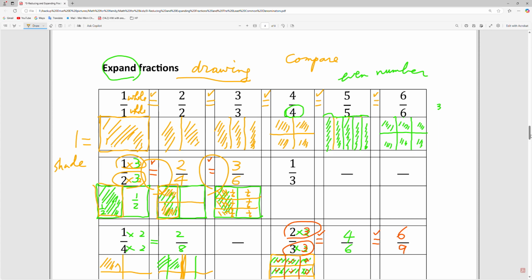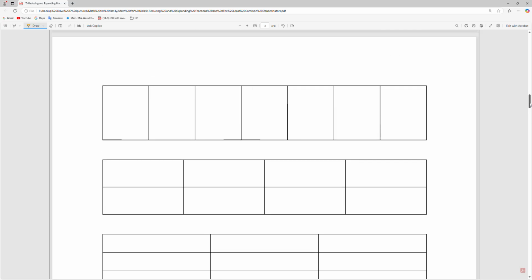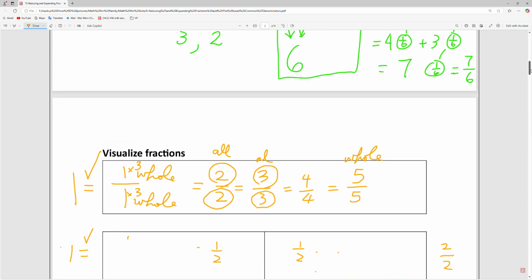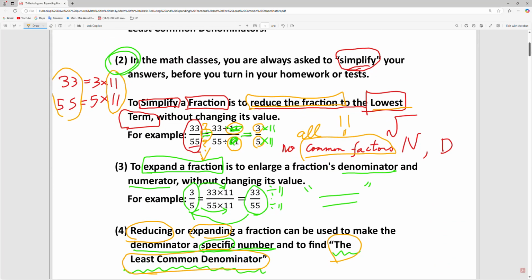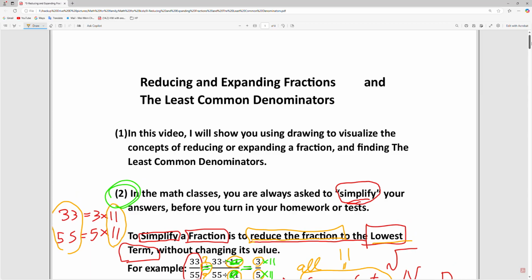You want to make sure whatever you did is equal. You won't change the question. Equal means you don't change the question. That's very important. Okay? And so this is how you draw. And go back to our very first page. The most important thing is simplify. Okay? And I use drawing to make sure you visualize the concept.